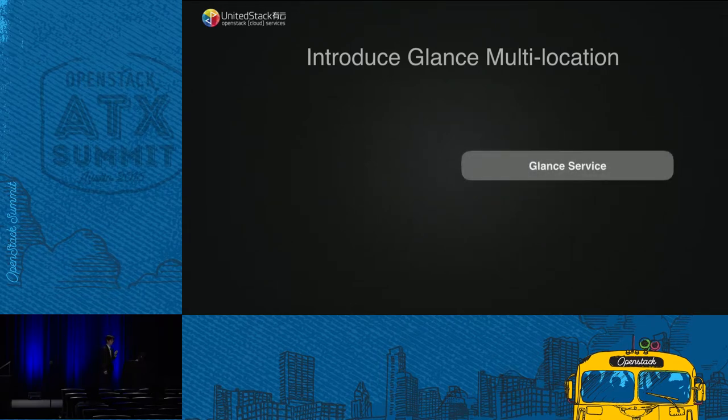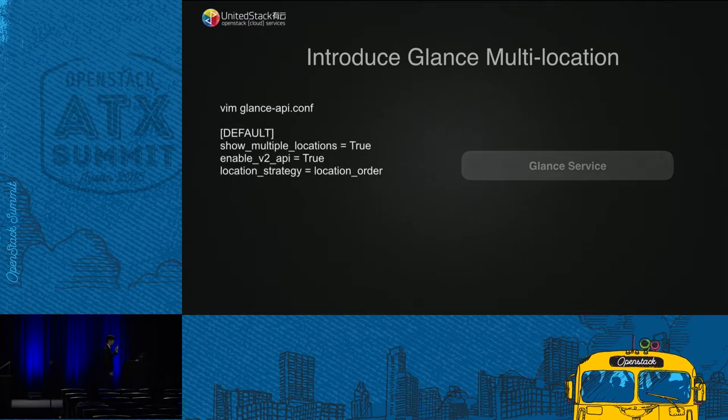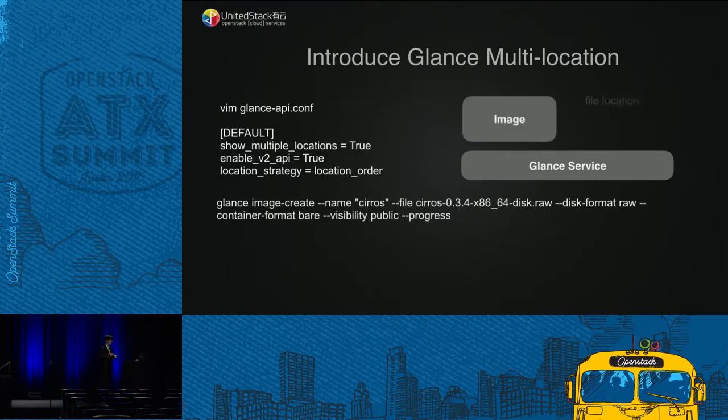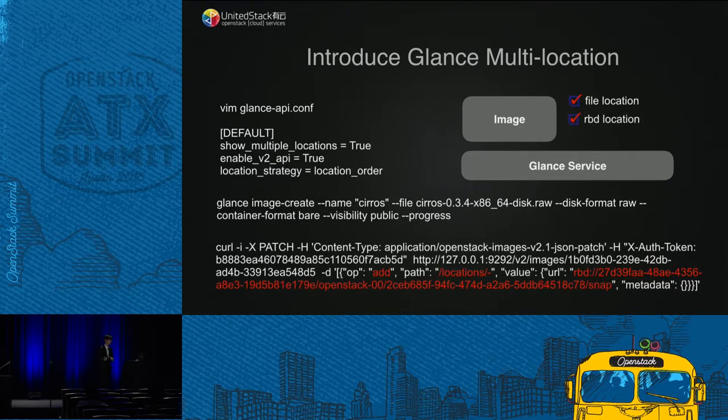And now we have the Glance service. We edit the configuration file and add some parameters. Then we start the Glance service. And now we can create the image and upload the file for that. So now the image has the first file location there.